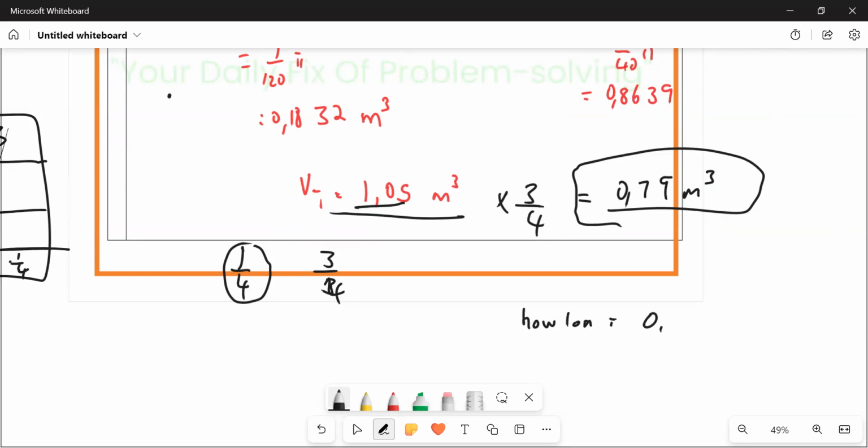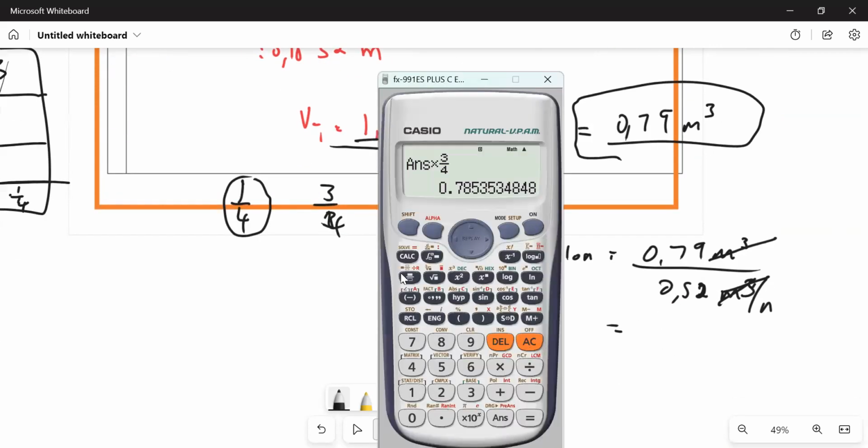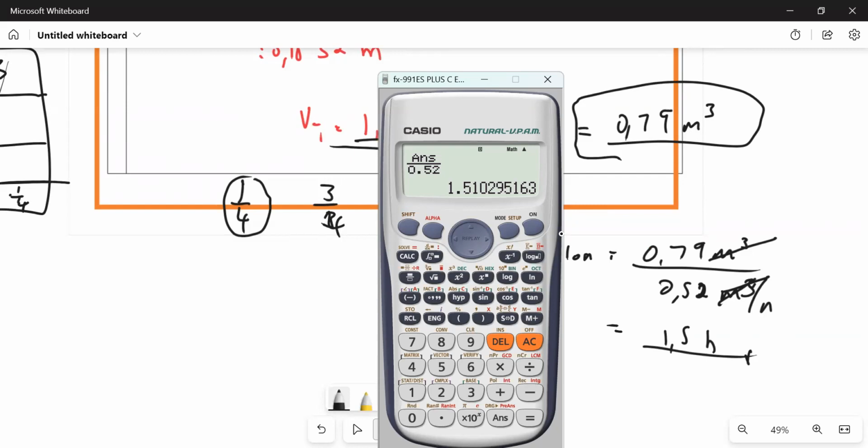We are going to say it's 0.79 meter cubed all over 0.52. Again, this is meter cubed per hour. Can you see that again? The meter, for those who are doing physics, they will tell you the meter and the meter divide each other out. And then this is what you're going to be remaining with. You're going to take this answer divided by 0.52. Then it's 1.5 hours. So it's going to take approximately 1.5 hours. Then this thing is going to switch off.